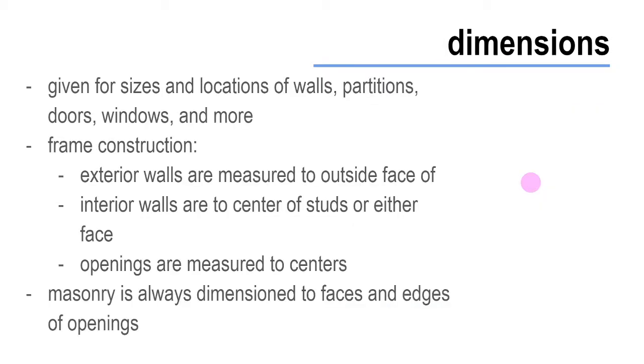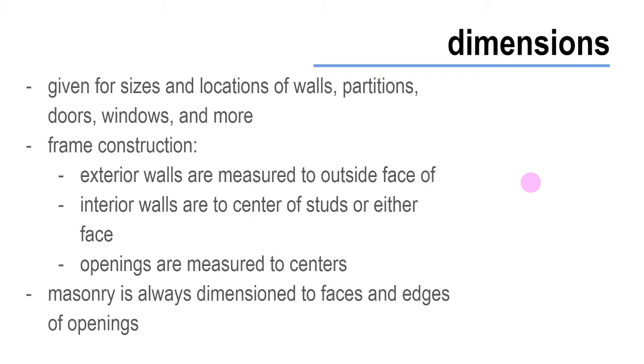Within the dimensions on a plan, you are seeing all of the different sizes and locations of the walls, partitions, doors, windows, and any other important features. On frame construction or wood framing, exterior walls are usually dimensioned to the outside face of the frame. If your walls are to be covered with a stucco or brick veneer or wood siding, those materials are sitting outside of your dimensioned face.